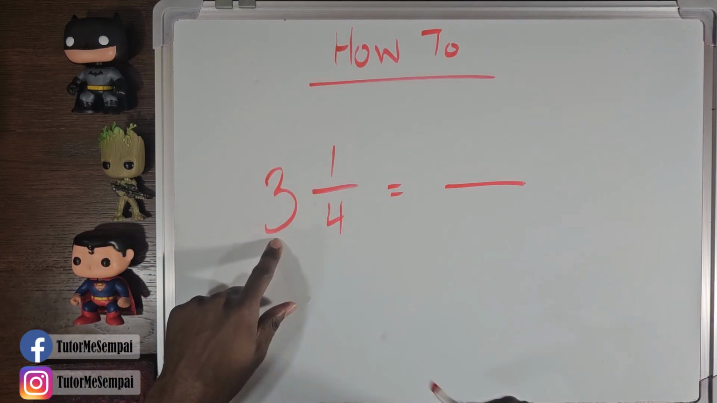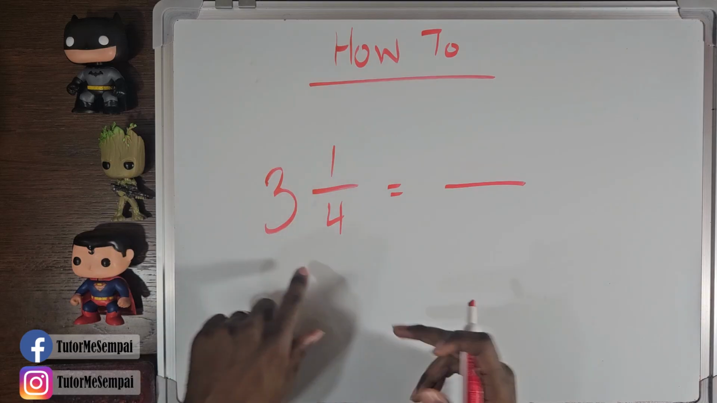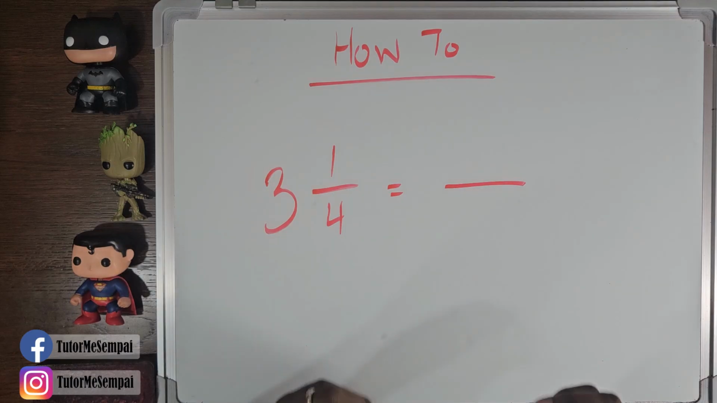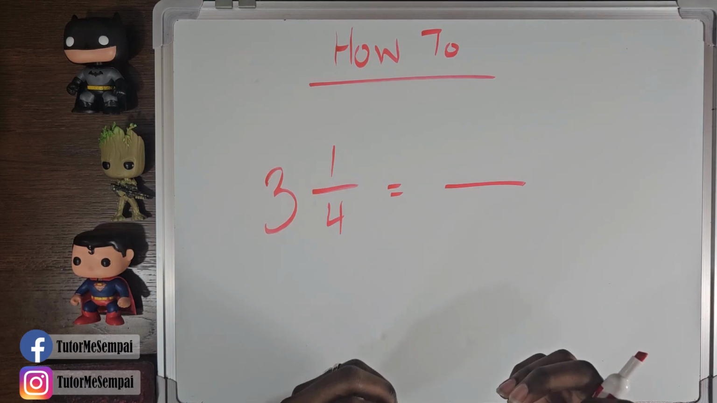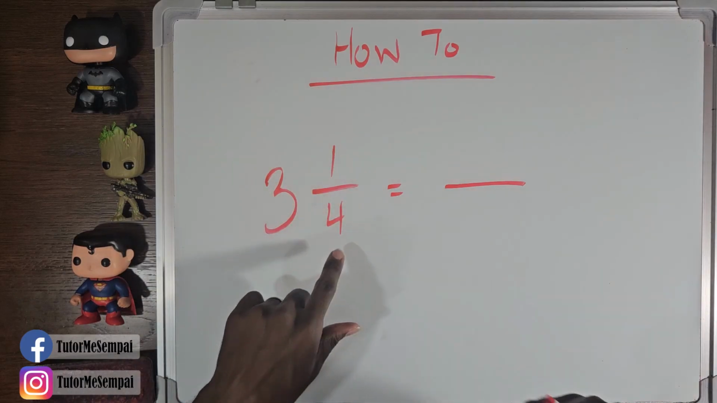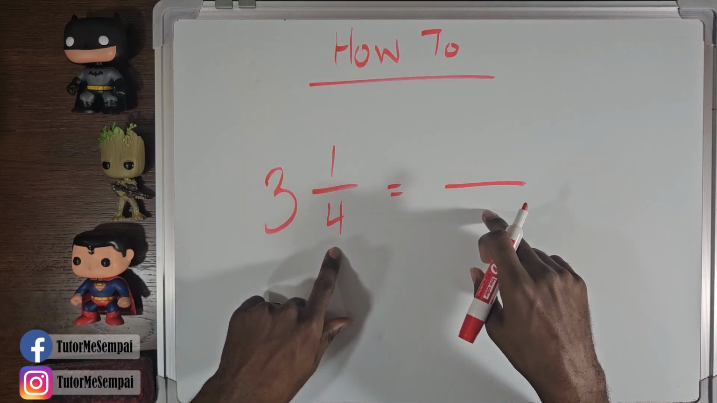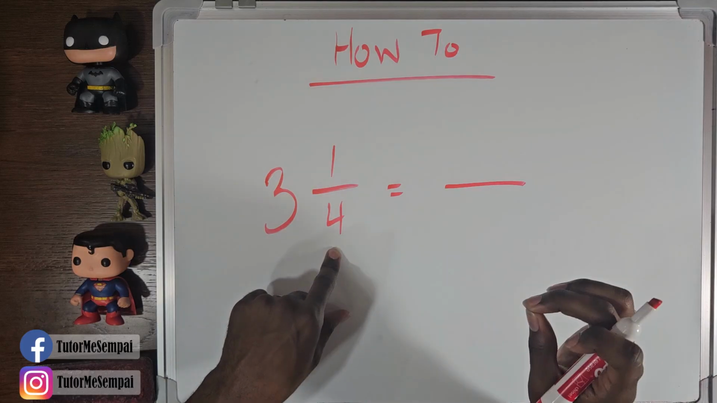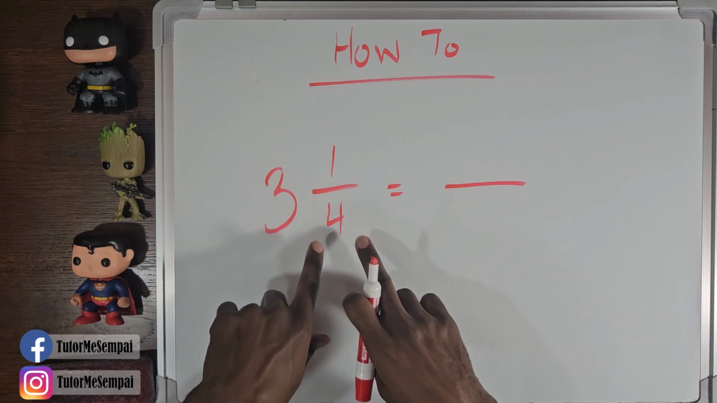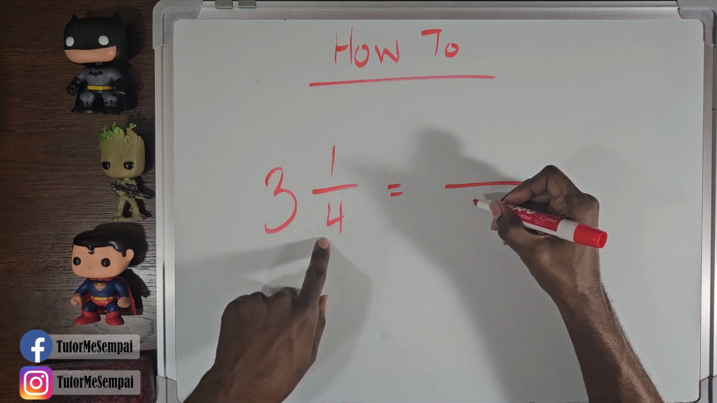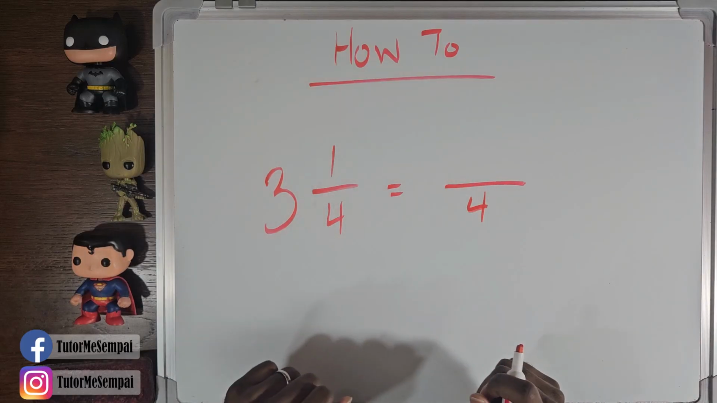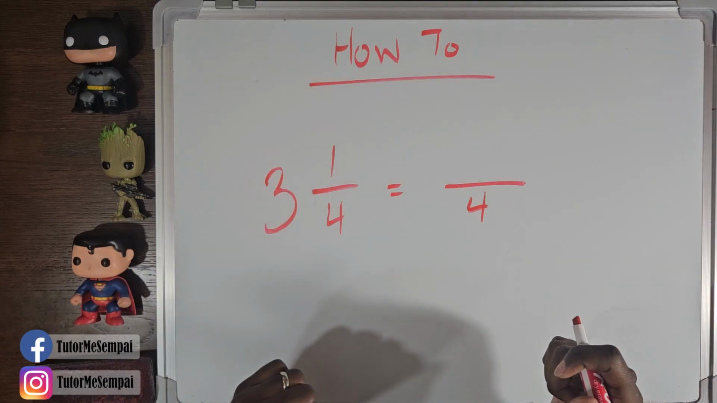So here we have a mixed number, 3 1/4. Notice your whole number and your proper fraction component. The first thing we want to do is determine the denominator. Remember, your denominator is what's in the bottom. Determine your denominator. Your improper fraction is going to have the same denominator as your proper fraction component of your mixed number. So we look at this denominator and we know that our improper fraction is going to have the same number. This is where you want to start. You can consider this step 1.